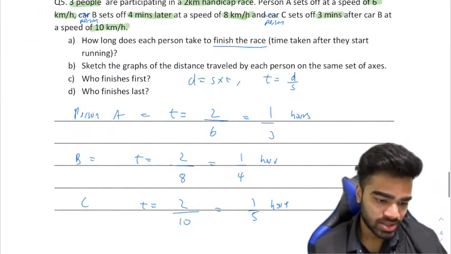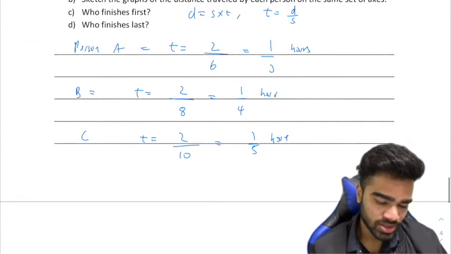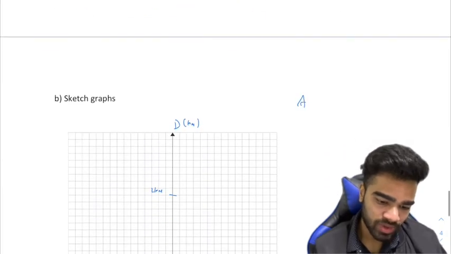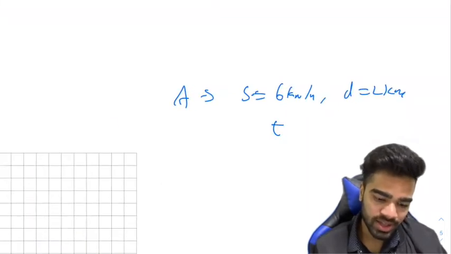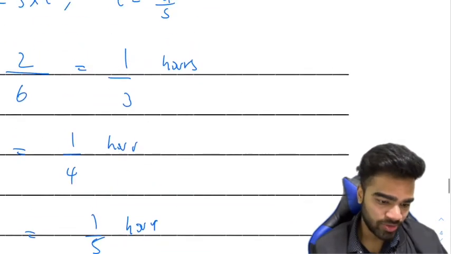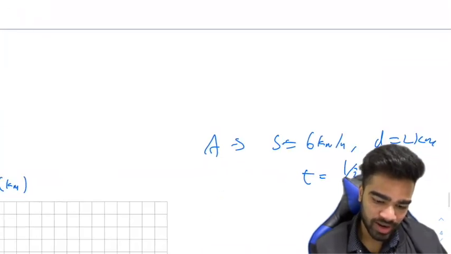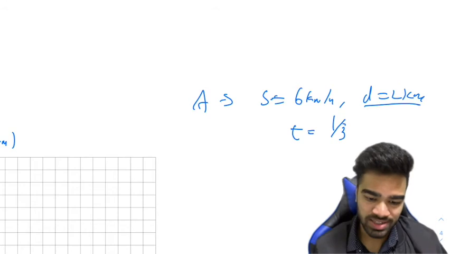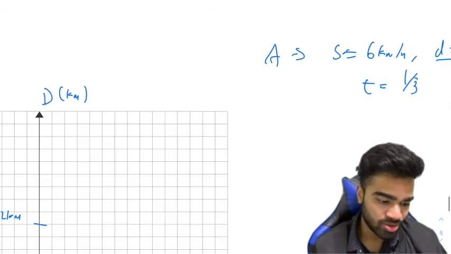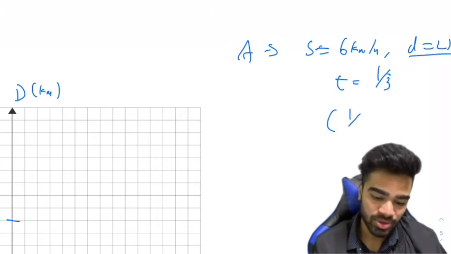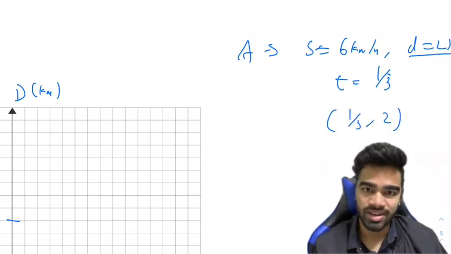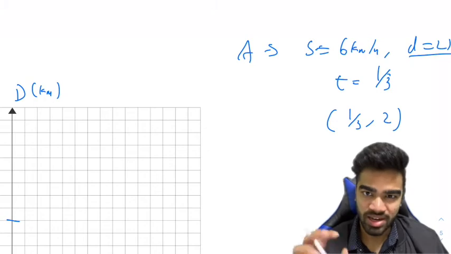Okay, so let's do some calculations. Person A has a speed of 6 kilometers per hour, and the distance he runs is 2 kilometers. Okay, and we know that the time he takes to finish the race, we figured it out up here, is 1 over 3, right? So in other words, the coordinates are, d is equal to 2, because d is the y variable and t is the x variable. So it's 1 on 3, comma 2, right? That makes sense. That's our coordinate.